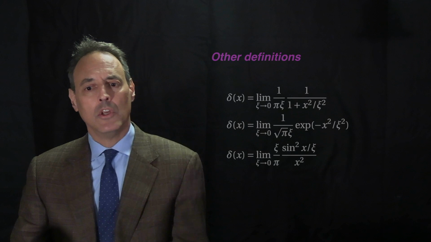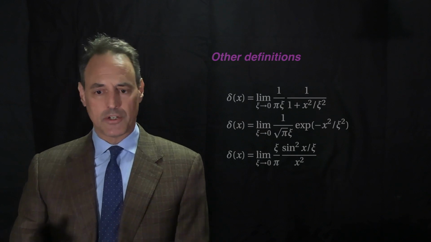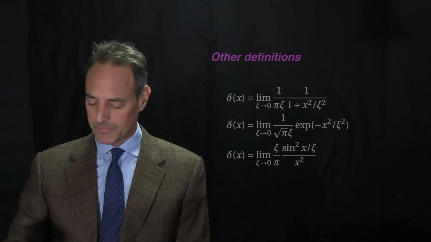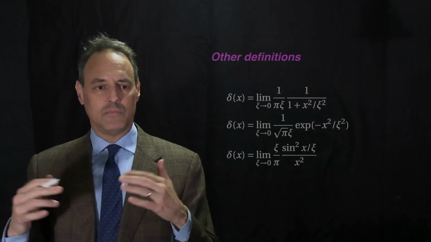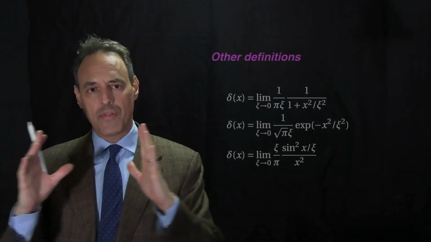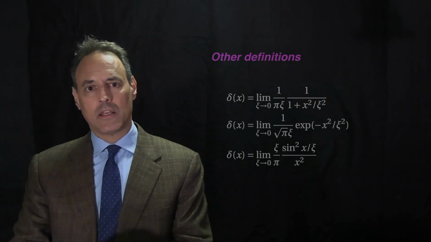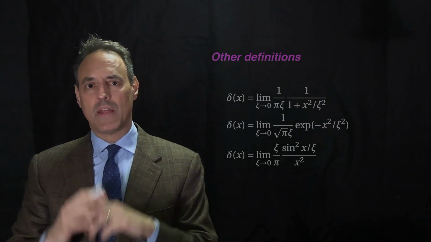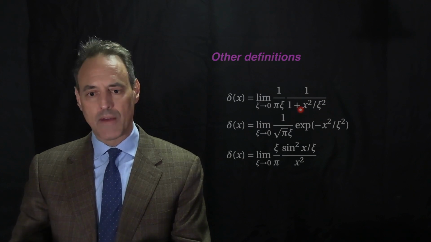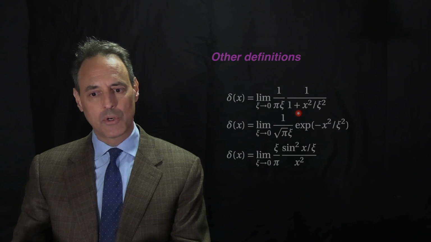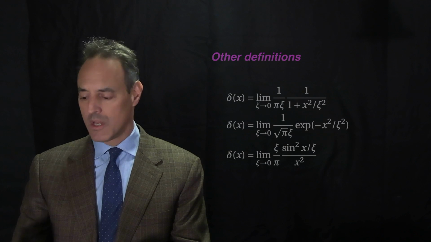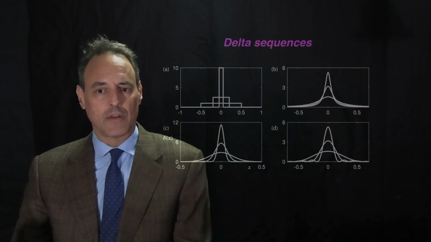Okay, there are other definitions, and here are some that we could use. These are all basically something like this rectangle that as you squeeze it, the width gets smaller, the height gets bigger, but in such a way that the area under the curve is 1. So we have a Gaussian, we have a 1 over 1 plus x squared that we're squeezing down, and then you have something like sine squared x over x squared. And what these look like are just given in the following boxes.